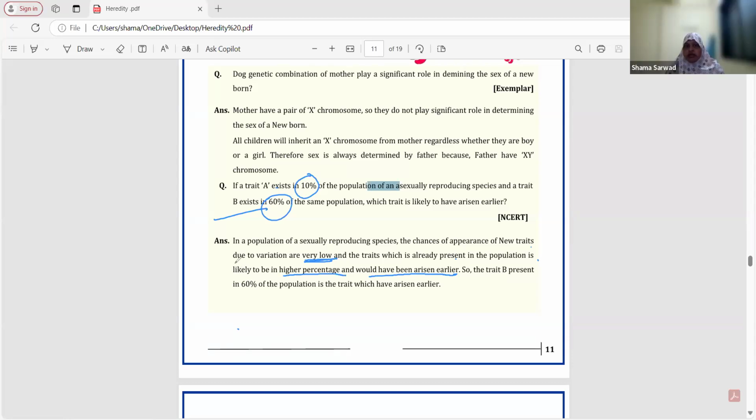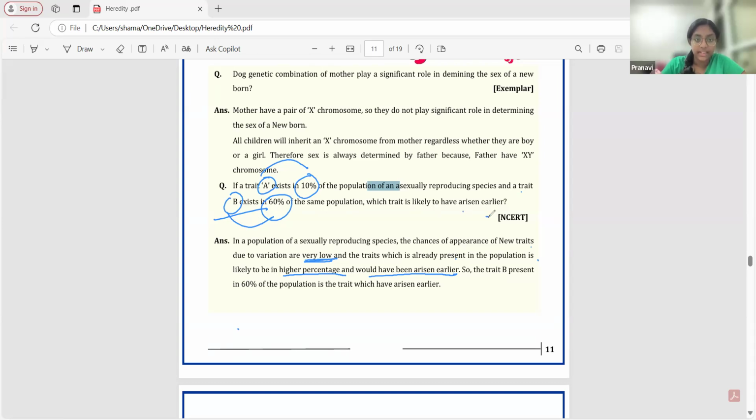In sexual reproduction, variation happens. What they asked here: if a trait A exists in 10% of the population of an asexually reproducing species and trait B exists in 60% of the same population, which trait is likely to have arisen earlier? This is not about sex traits. These are common traits. A is present in 10% and B in 60%. But as we know, 60% would be by sexual reproduction, so there is variation. But it says asexually reproducing species, and trait B exists in 60% of the same population. So both of them have reproduced asexually. Maybe there's a spelling mistake here.